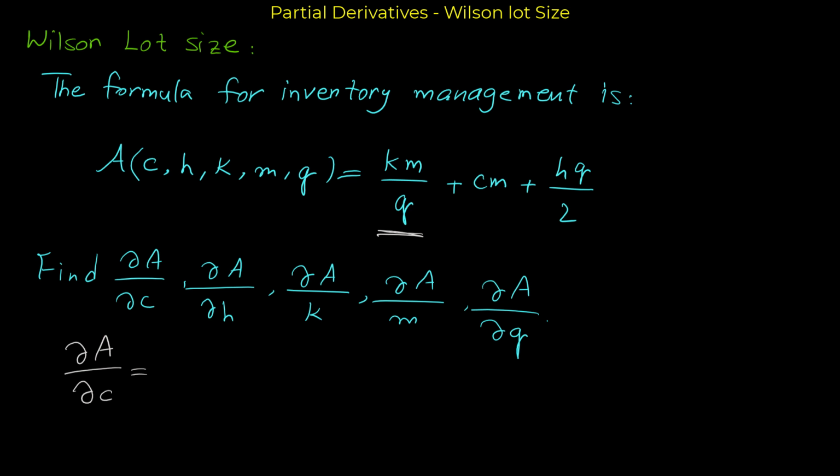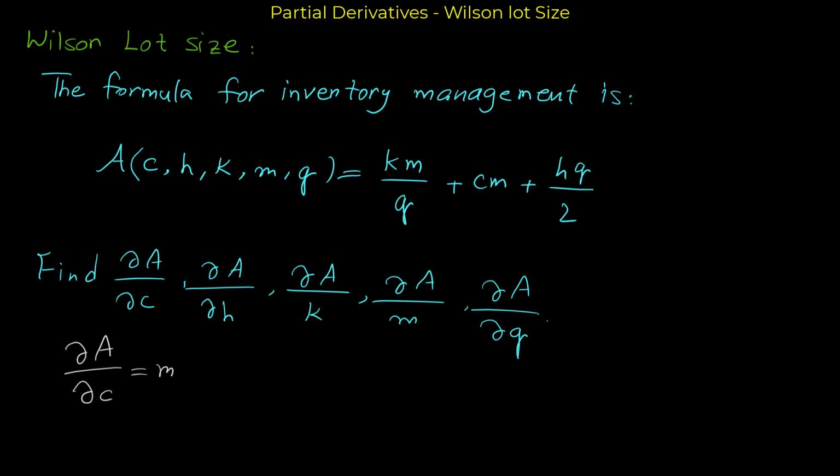Attention, when we take the partial derivative with respect to a variable, other variables are considered as constants. So the derivative of the first term would be 0 because we don't have any C in that term. Derivative of Cm with respect to C is simply m, because the derivative of C is 1, and 1 times m is m. M is a constant when we take the derivative with respect to C. And the derivative of the last term, which is HQ over 2, would also be 0, because we don't have any C in that term.